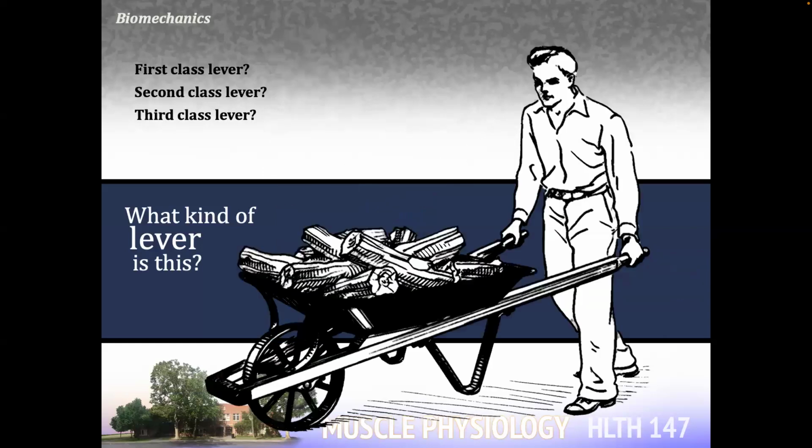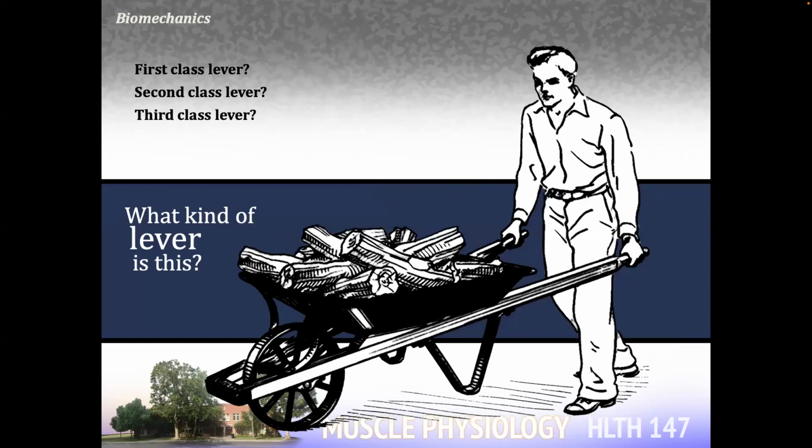So what about Elvis with his wood pile? Is this a first, second, or third class lever? Again, first thing to do, identify where the fulcrum is. Here, it's at the center of the wheel. That's the axis. That's where those handles pivot. They pivot at the middle of the wheel. That's the point of rotation of the handle. So that's the fulcrum.